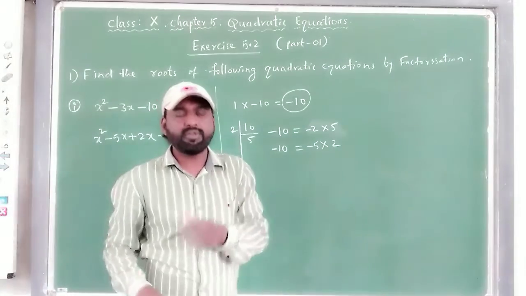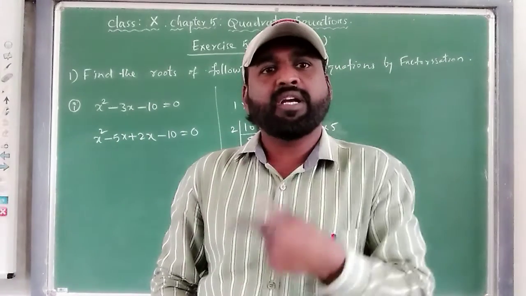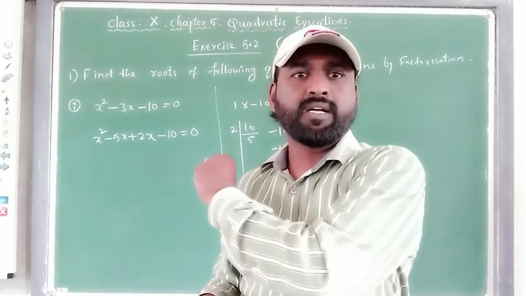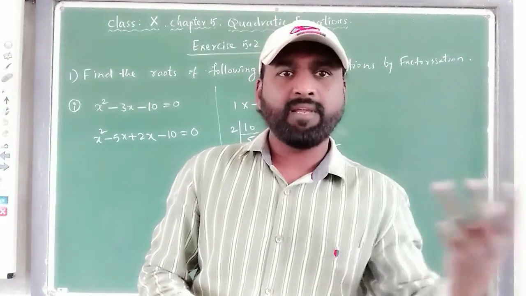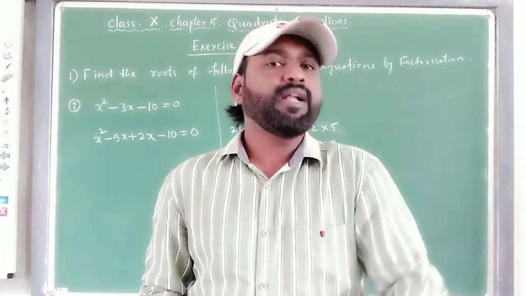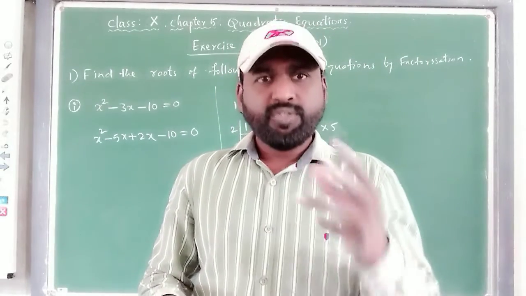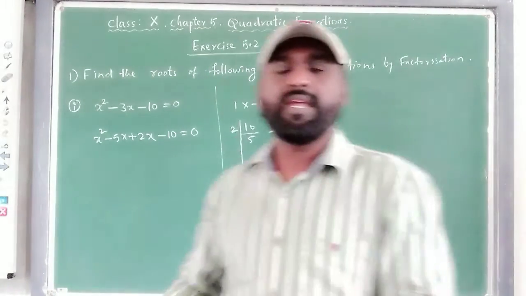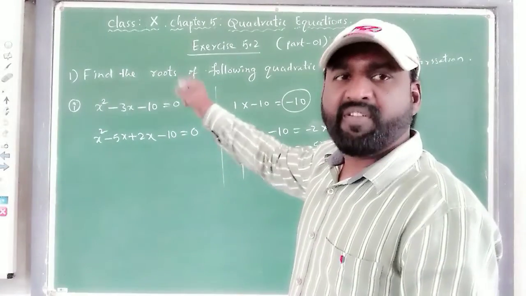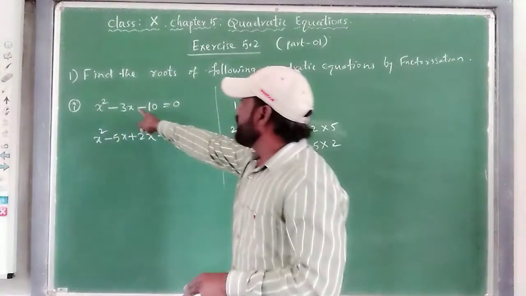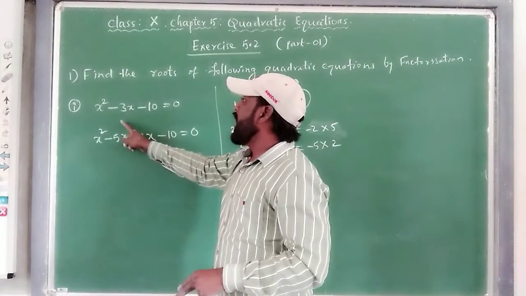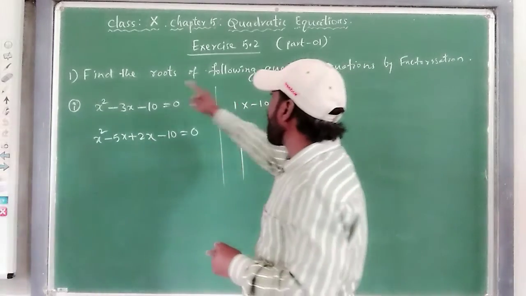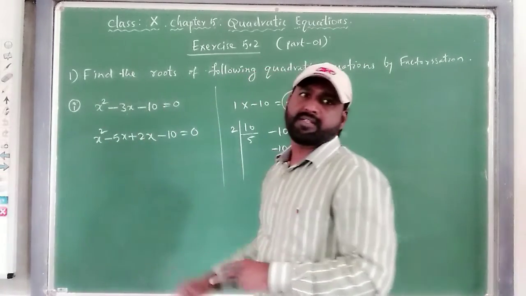First thing, what do you need to do? First, check the coefficient of the x square term. The coefficient of the x square term and the constant term, along with the signs, you have to multiply. Whatever product you get, you factorize that product again. Choose any two factors so that their sum or difference is equal to the coefficient of the x term. Then you can write the middle term, the coefficient of x, as a sum or difference of two factors of the product of the x square coefficient and the constant term.